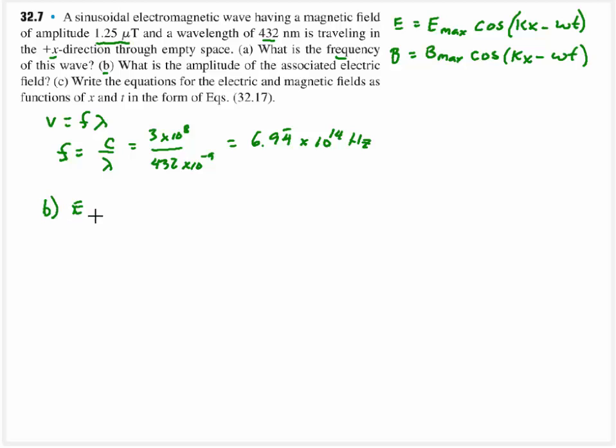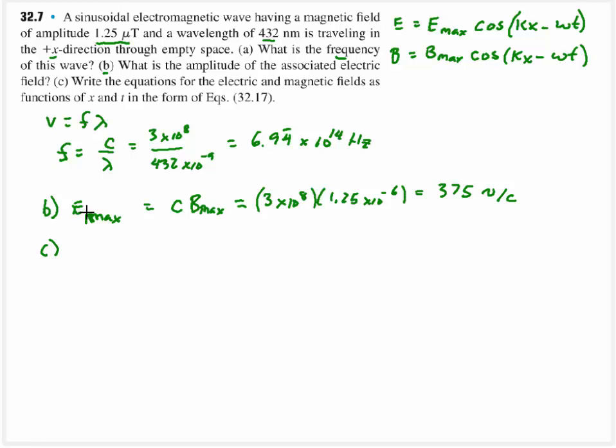For part B, we're asked for the associated electric field magnitude. We know that there's a relationship between the electric field and the magnetic field, such that the electric field is going to be equal to the speed of light multiplied by the magnetic field. So this is going to simply be 3 times 10 to the 8th meters per second. Again, that's the speed of light. And 1.25 times 10 to the minus 6 Tesla. And we're going to get 375 newtons per coulomb.